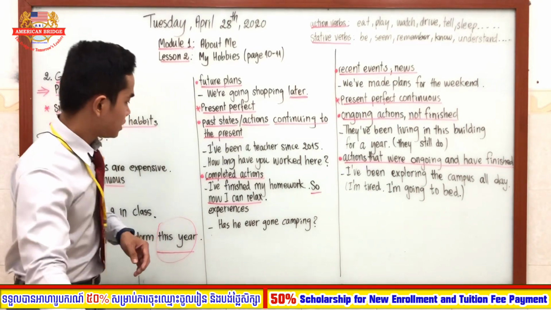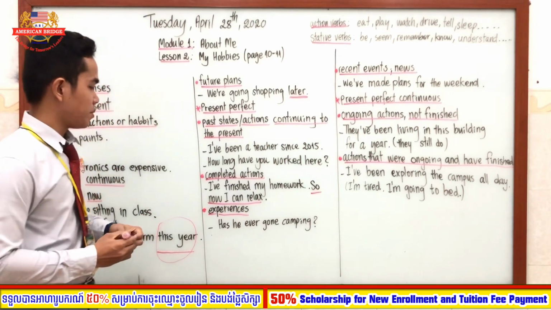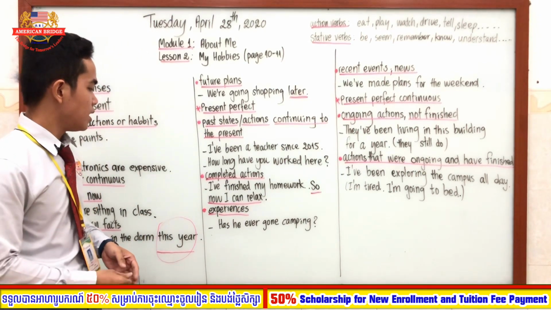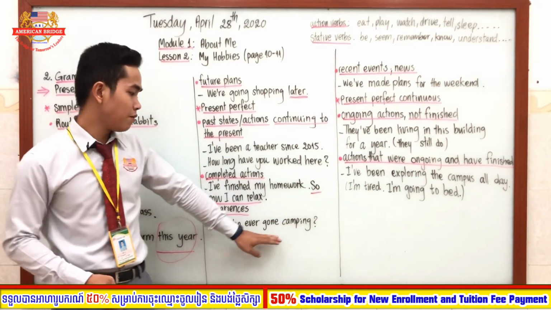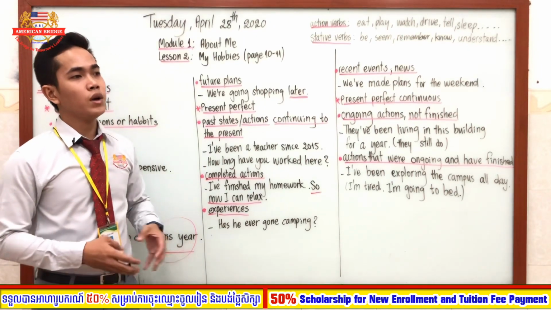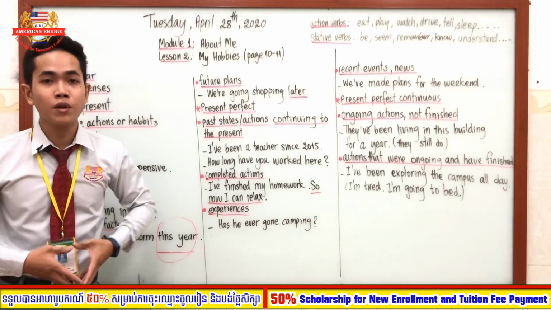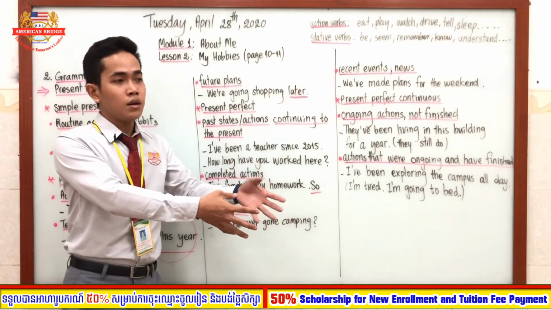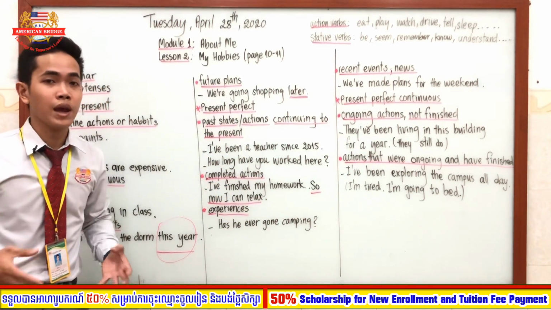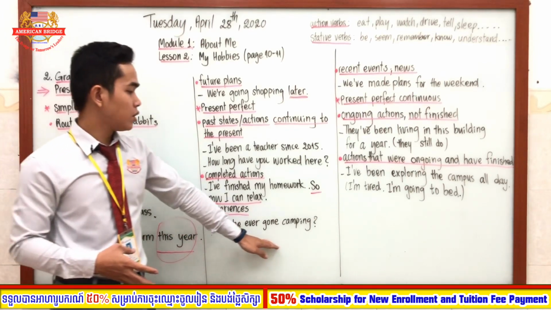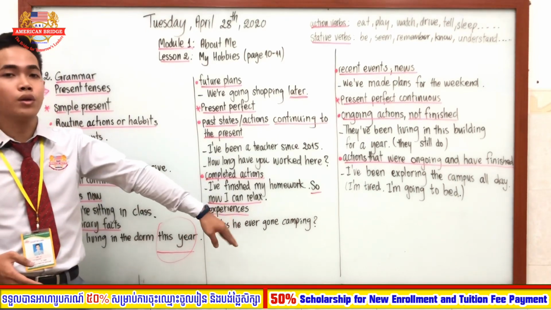Next is about experience. You also can use the present perfect simple to talk about the experience of someone's life, right? As you can see in the example, has he ever gone camping? This question wants to know whether that person has any experience of camping or not. To answer this question, you can say yes, he has, or no, he hasn't.